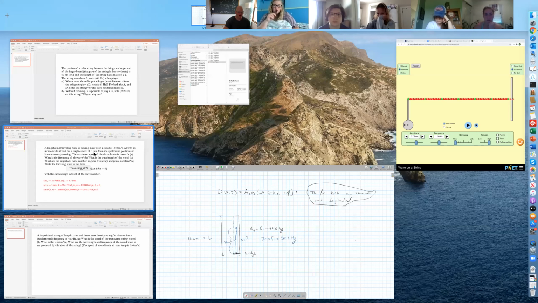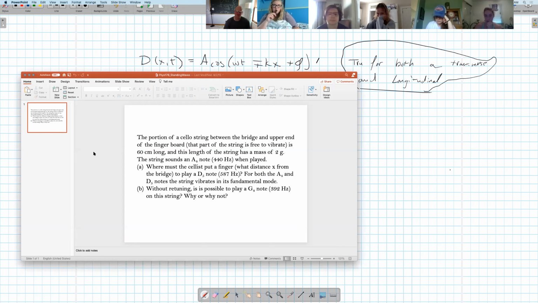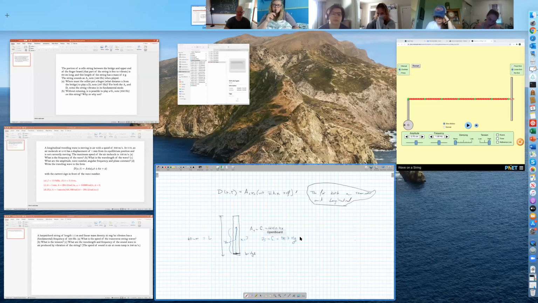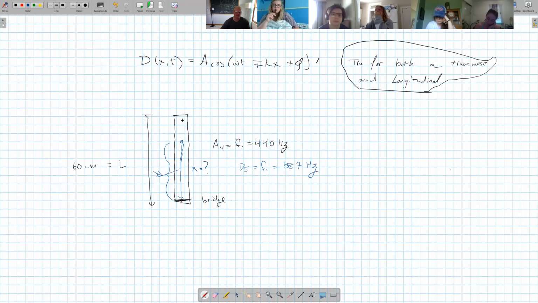And then the last part says, without retuning, is it possible to play a G4 note, which has a fundamental frequency of 392 hertz, on the same string? So basically the question is, where would I put my finger? Let's say this point here. Let's actually use a different color. So where would I put my finger here? Let's call this distance, what's your favorite letter? Miranda, what's your favorite letter? C. C, great. So we want to know this distance C, where this thing is going to play a new fundamental frequency, which was 392 hertz. So it's asking where that C would be, and whether it is possible for you to put your finger there.